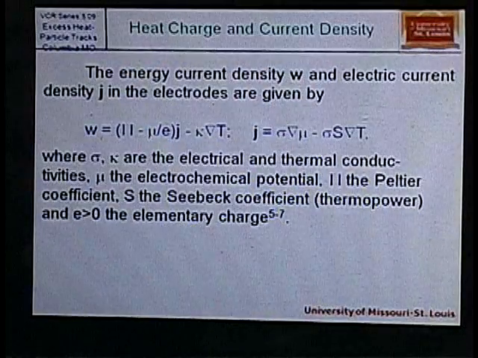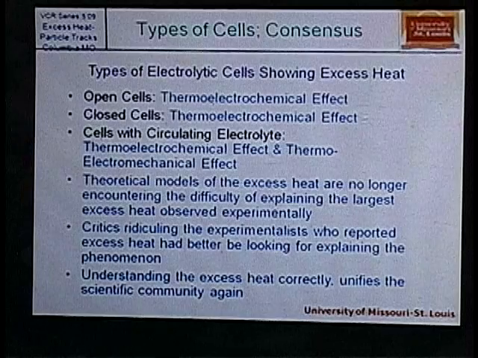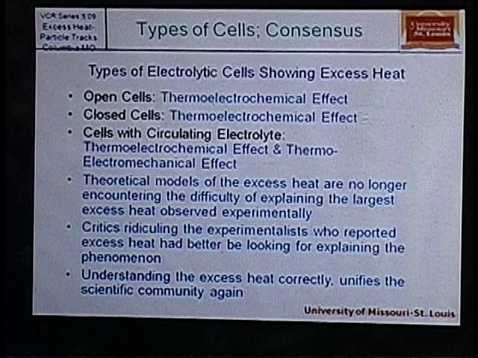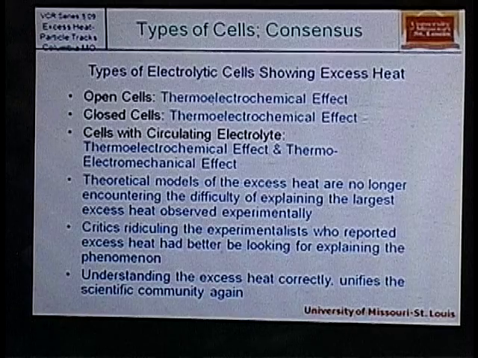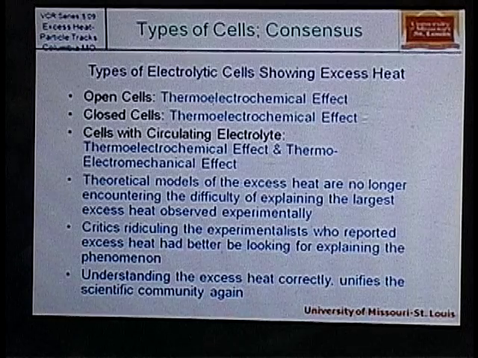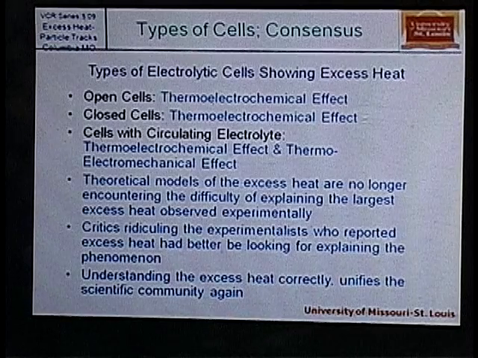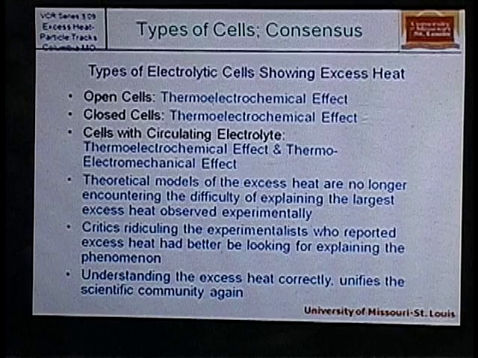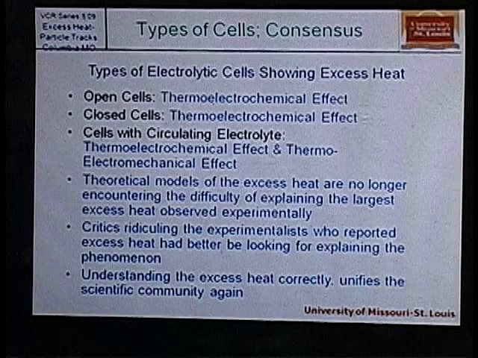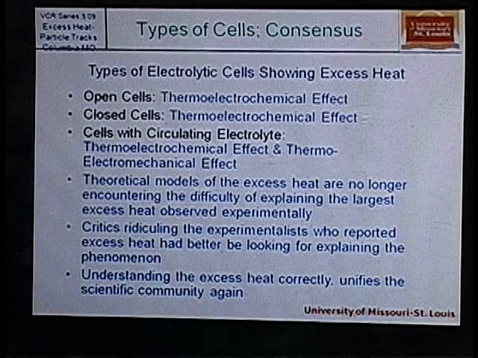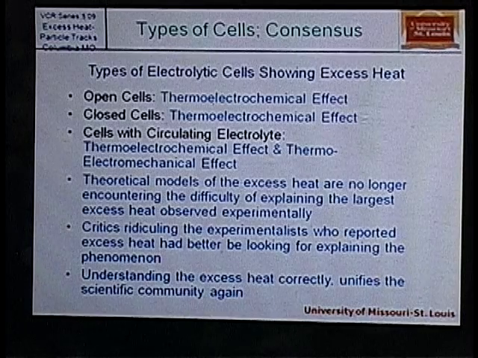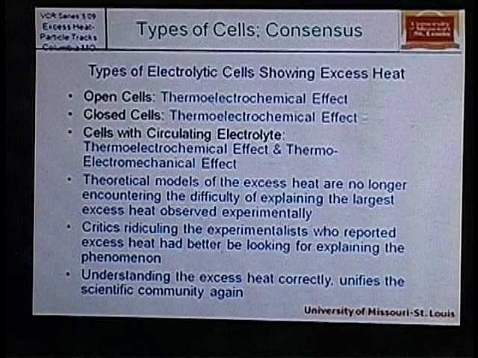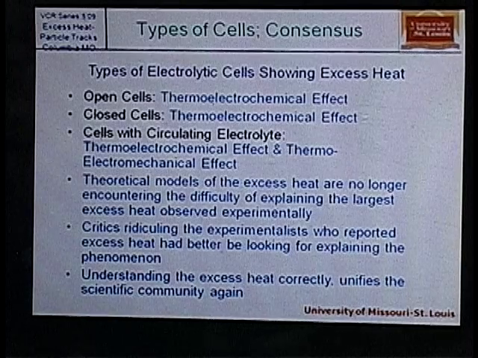So, in open cells, I call it the thermoelectrochemical effect. In closed cells, the thermoelectrochemical effect. The closed cells are the ones that use some platinum wall in order to catalyze the recombination of oxygen and hydrogen inside. And then the ones with circulating electrolytes, I have done the theory there also, didn't care to publish it.